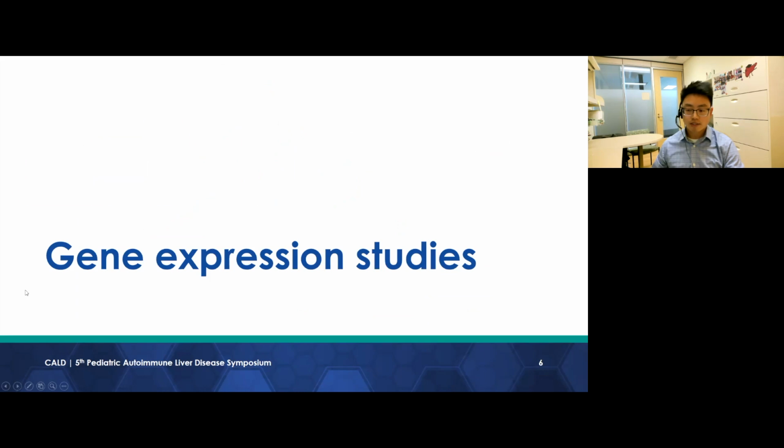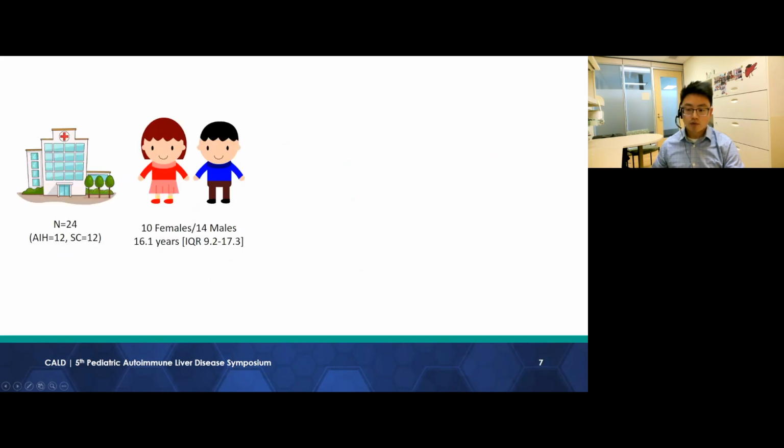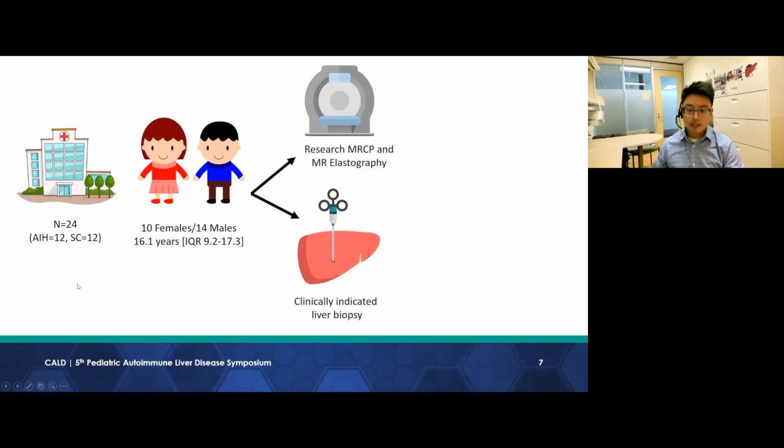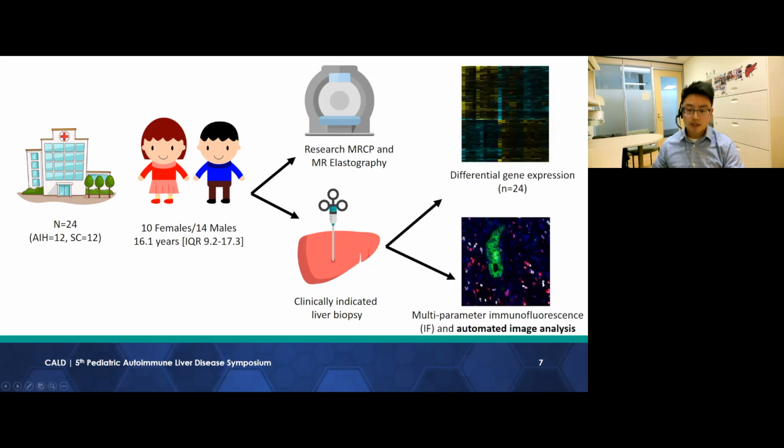For our gene expression studies, we had 24 children, 12 with autoimmune hepatitis and 12 with sclerosing cholangitis, including autoimmune sclerosing cholangitis and primary sclerosing cholangitis. There were 10 females and 14 males. Each patient underwent a research MRCP as well as a clinically indicated liver biopsy. The biopsy sample was used for both gene expression studies and, when available, multiparameter immunofluorescence studies.